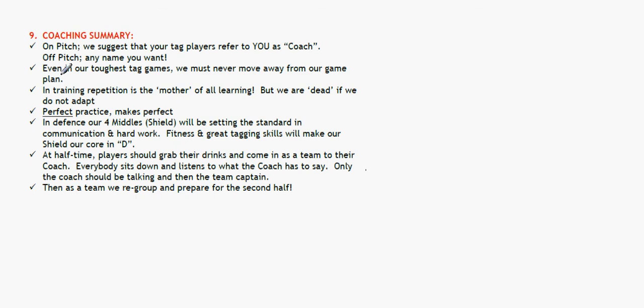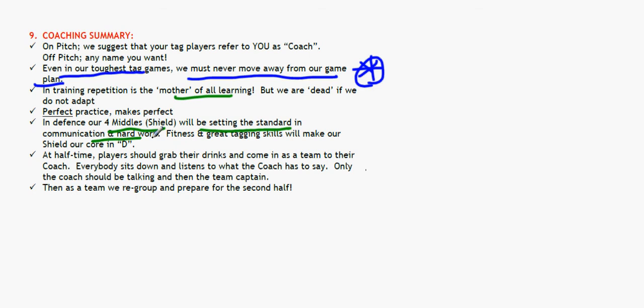Even in our toughest tag game, we must never move away from our game plan. Game plan is everything. Nobody goes rogue. In training, repetition is the mother of all learning. You've got to repeat stuff into the ground until you're ready. Perfect practice makes perfect. In defence, forward, middle, shield would be setting the standard in communication and hard work. Fitness great, tagging skills make our shield the current D.